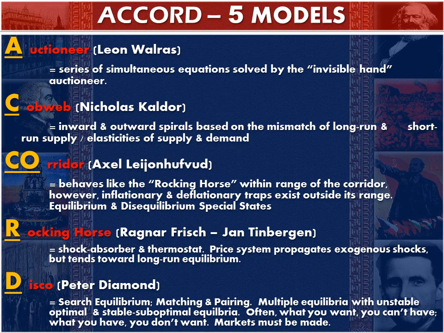What the economy is doing is basically matching people up. It's matching and pairing. So it's trying to match up jobs with workers. It's trying to match students with schools. It's trying to match, let's say, investment capital with good investment opportunities. And so what happens is that there's not one equilibrium. There's not one possible price. There might be multiple possible prices. Some of these are stable but suboptimal, and other ones are optimal perhaps but unstable. And very often what you want you can't have, and what you have you don't want.